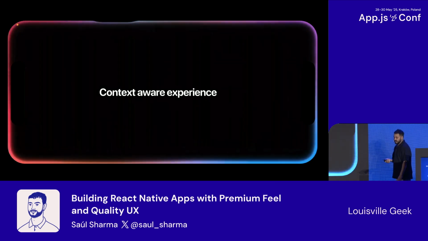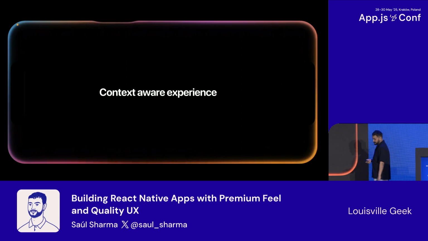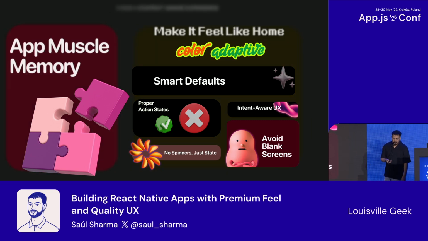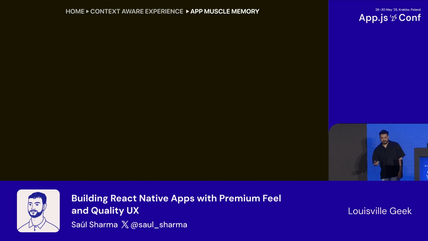Now, let's talk about context-aware experience. These are what I call the key experiences that make a premium app premium. Let's talk about app muscle memory. What is it?